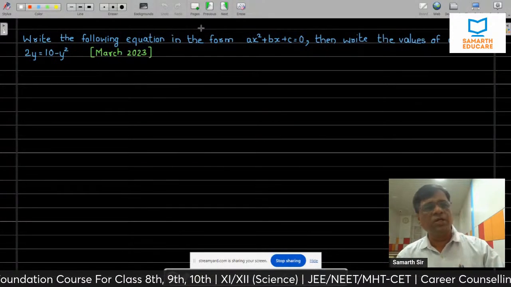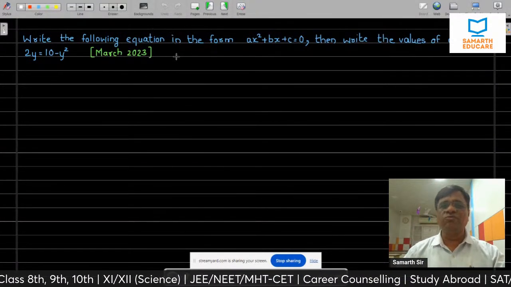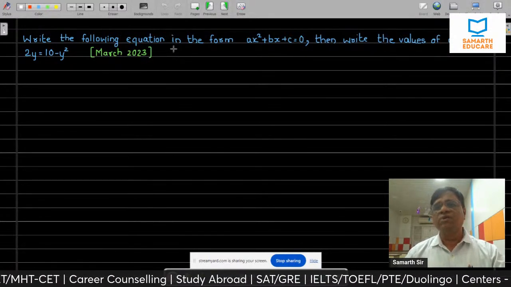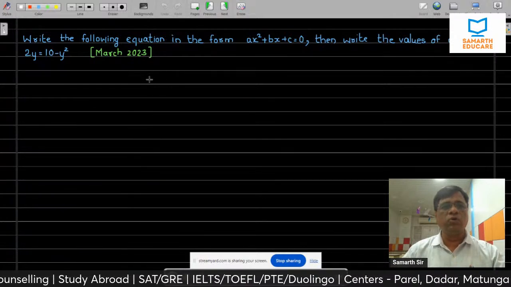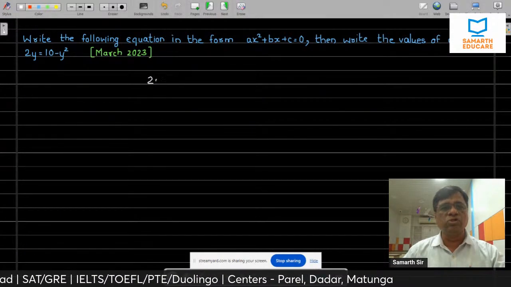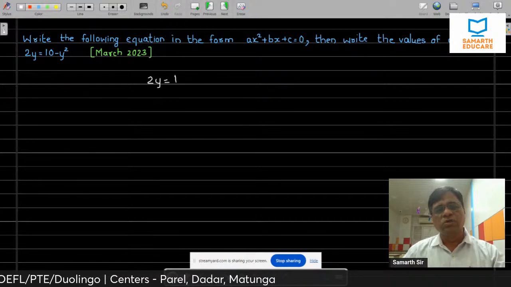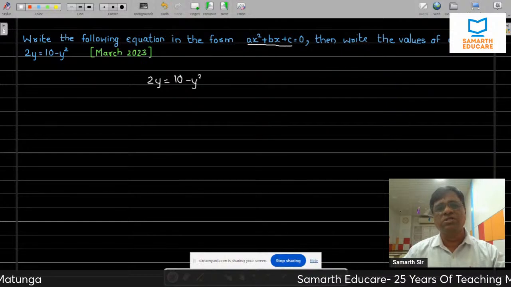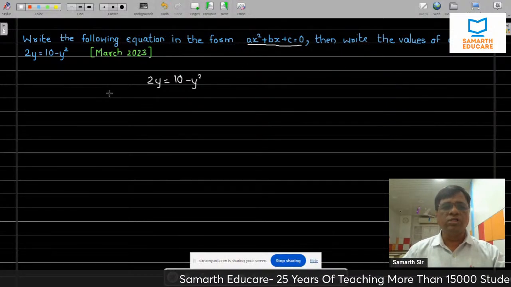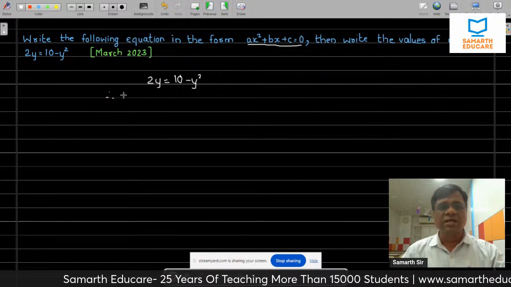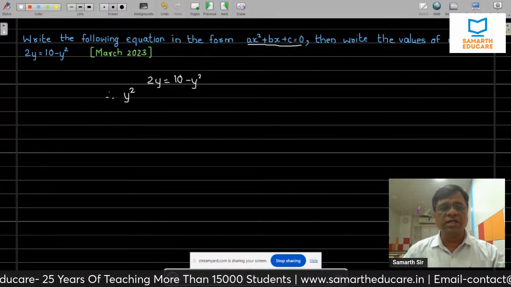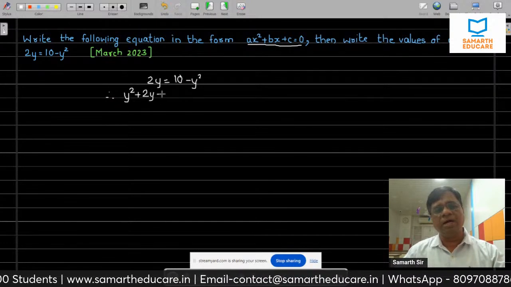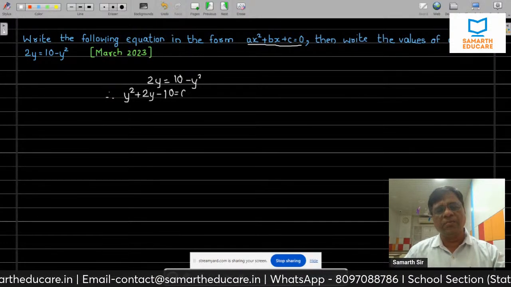Right, let's come to the second question. Write the following equation in the form of ax square plus bx plus c equal to 0 and then write the values of a, b, c. This is a March 2023 question, that means last year this was a task. If we look at it, this is not in the standard form. The standard form is this. So let me get into the standard form. Y square is minus y square; if I bring it to the left hand side, it becomes plus y square, plus 2y, and I also brought minus 10 here, is equal to 0.